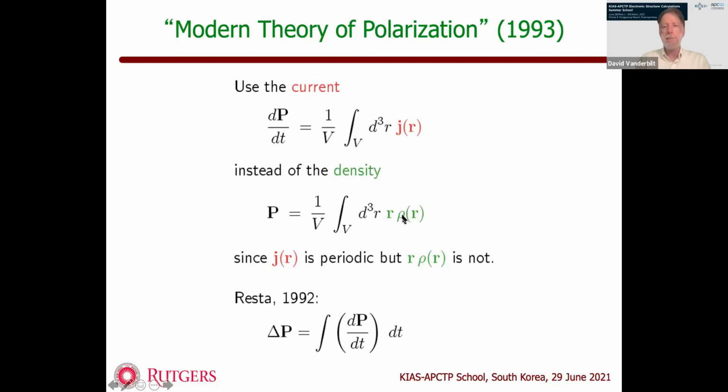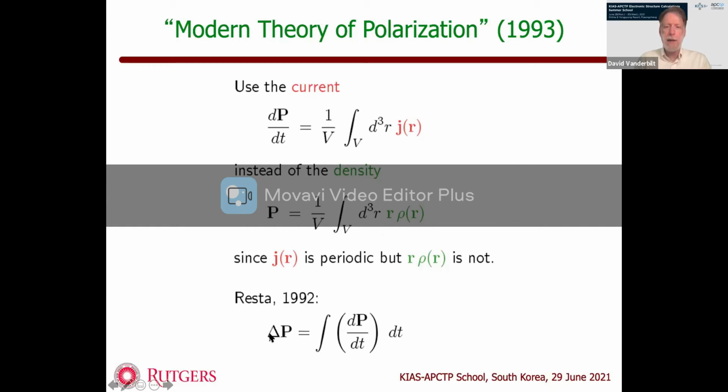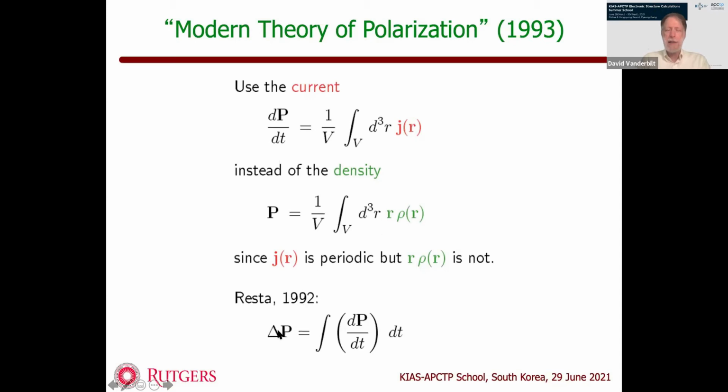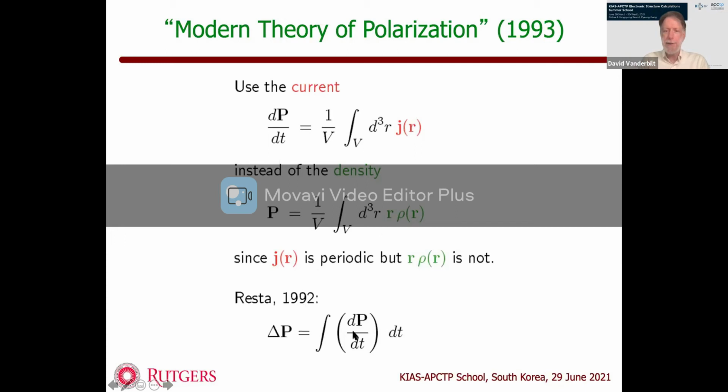So if you focus on the current instead of the charge density, you get a formulation that was introduced by Resta in 1992 that started the developments that I'm talking about, which in the simplest form said, let's focus on the change in polarization as I go from here to here. And that's going to be integrating up the current that flows as a function of time. So we need an expression for dP/dt. And it turns out you can show that the expression for dP/dt is related to this. So I'm going to skip the intervening steps.